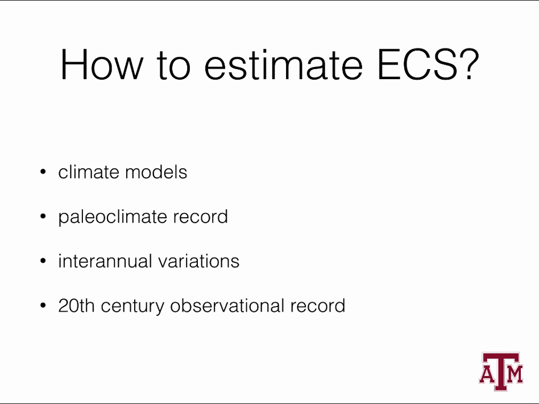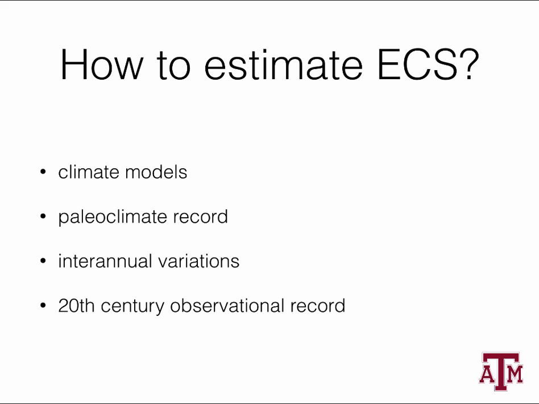So how do we calculate ECS? Well, one way to do it is to use climate models. You take a climate model, you double the carbon dioxide, and you see how much warming you get. That's pretty simple and straightforward. If you want to use observations, then you have to pick some time period over which the climate is changing and try to infer the sensitivity that way. So you could use, for example, the paleoclimate record and look at ice ages or the climate change between the Eocene and today. Or you could use interannual variations, such as the cycling between El Niños and La Niñas. Or you could use the warming over the last century, in which case you're using the 20th century observational record.